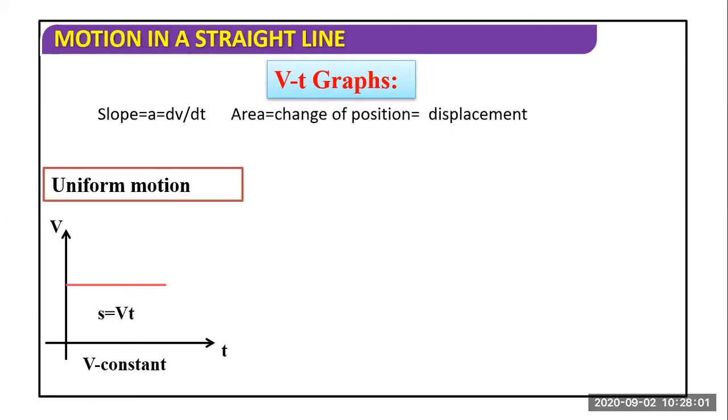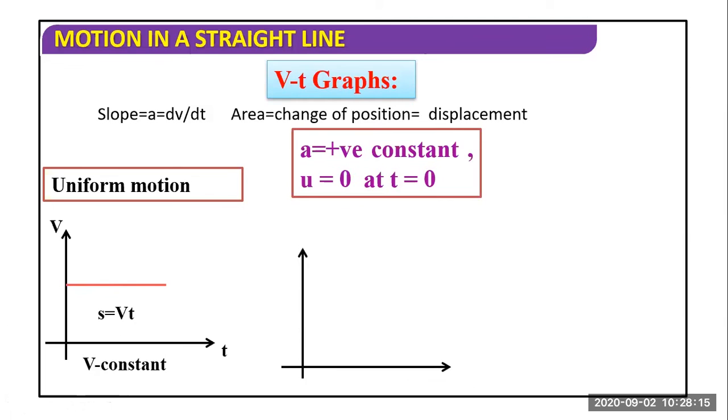For uniform motion you can see velocity is constant. This is the positive velocity because velocity is on plus side. But velocity is not changing with time. It is a uniform motion, the constant positive velocity. Then we see acceleration positive constant and u is 0, t is 0. So you can see velocity initially is 0 and it is increasing at uniform rate, or constant rate. So acceleration is constant, positive constant because it is increasing.